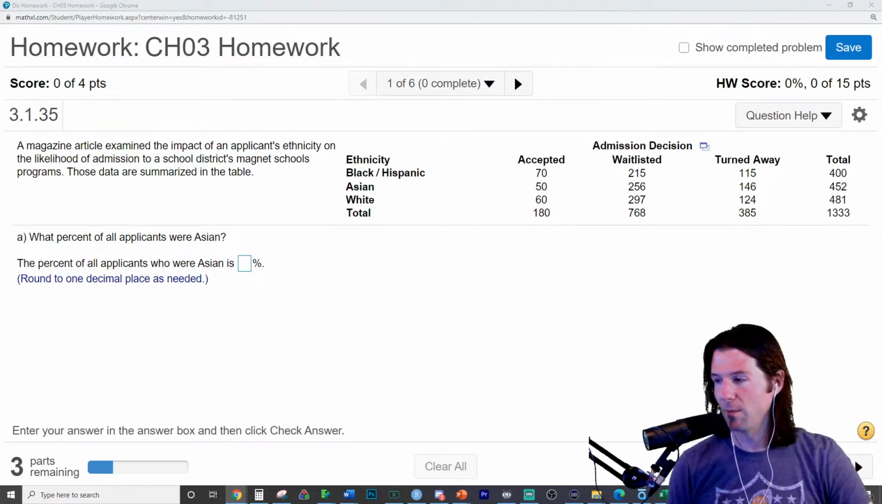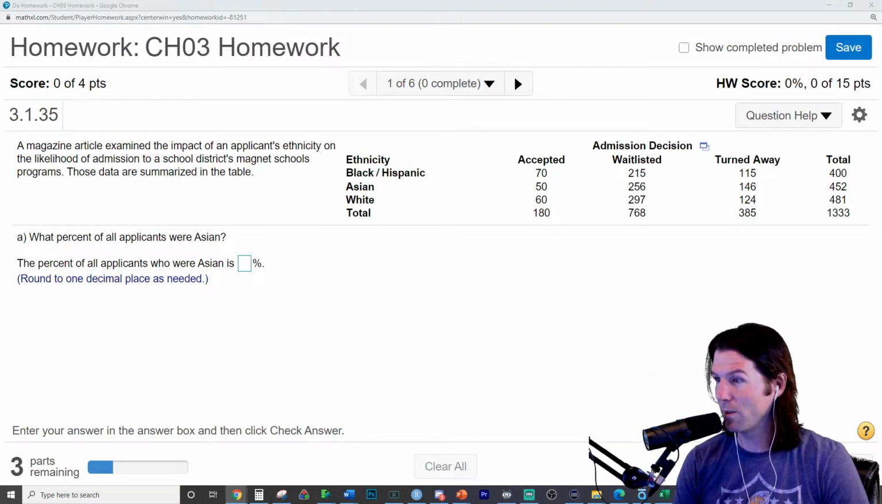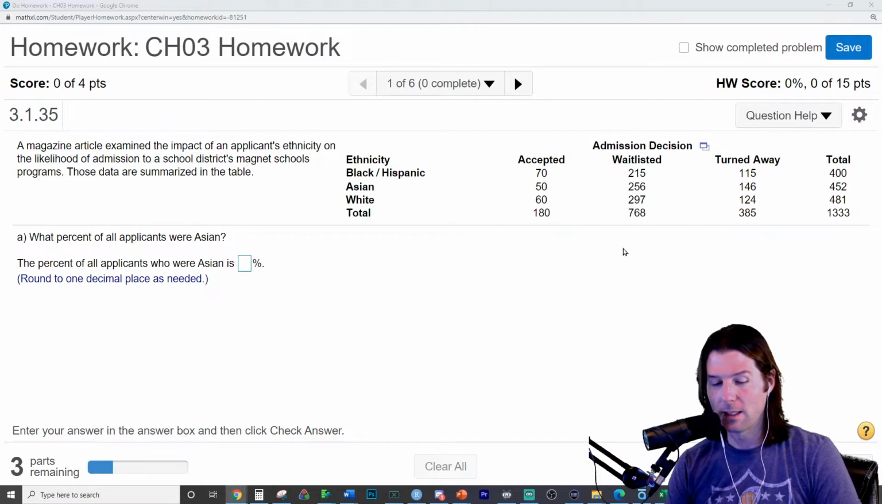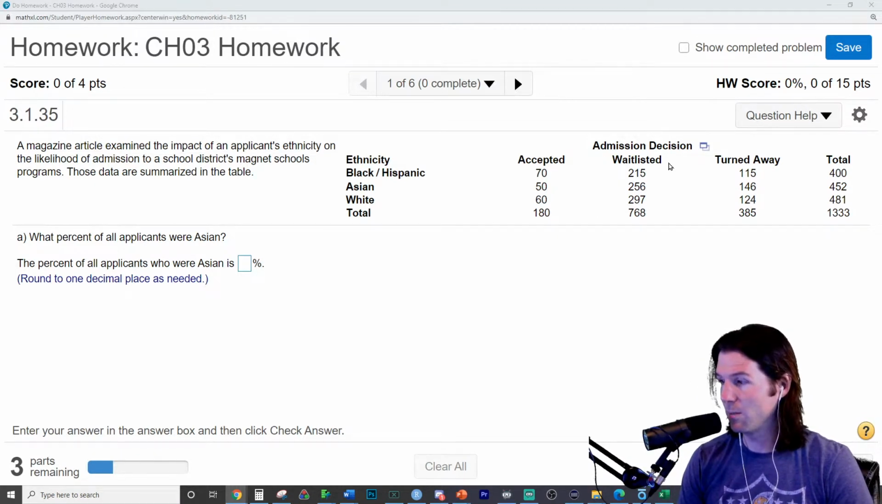It is a contingency table. The contingency table displays bivariate categorical data. You'd have to ask, what was the decision on someone's admission?